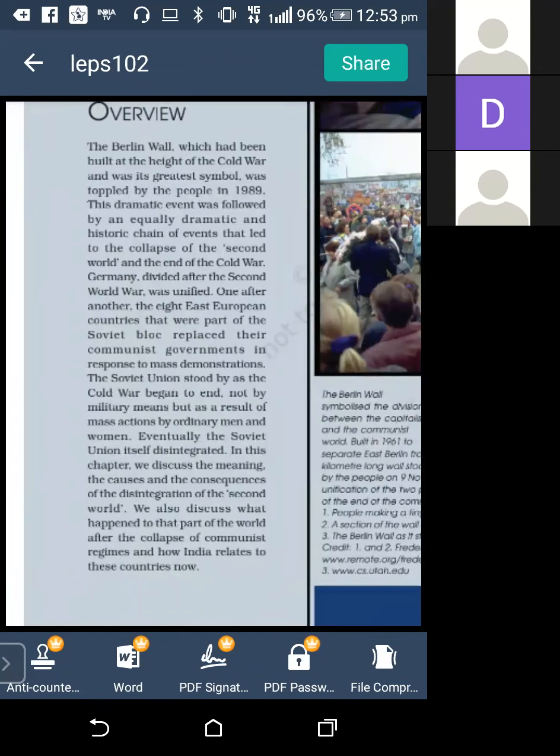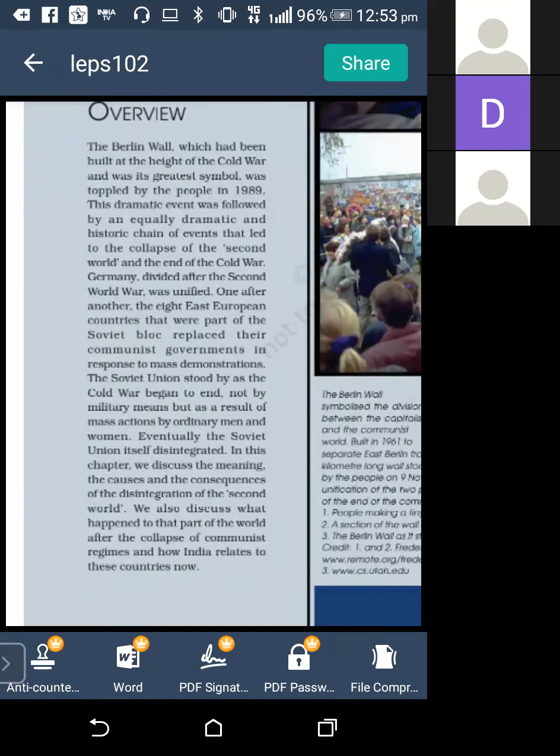Is there any consequence? Kya Bharat ke upar bhi iska asar pada hai? Was there any consequence on India also? After that, what happened, whatever happened during our disintegration, after the disintegration of Soviet Union.